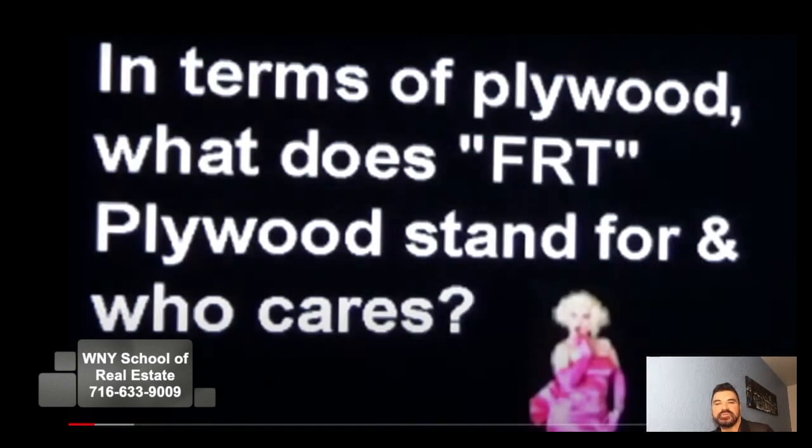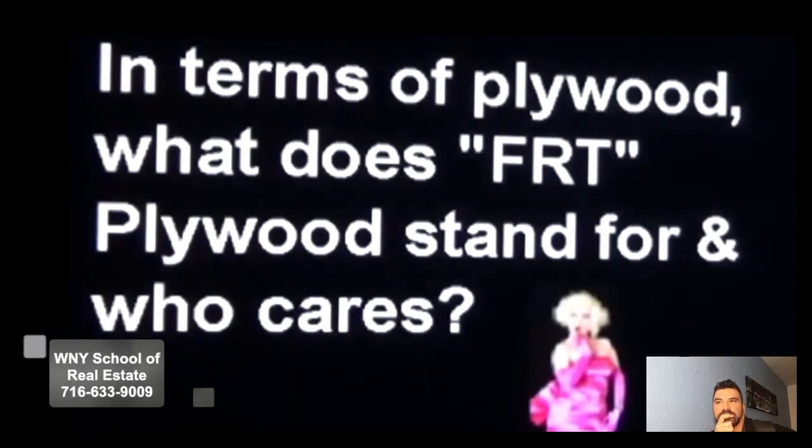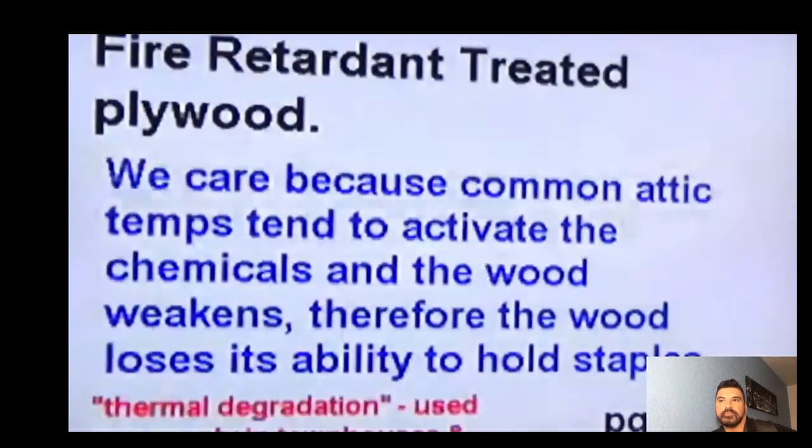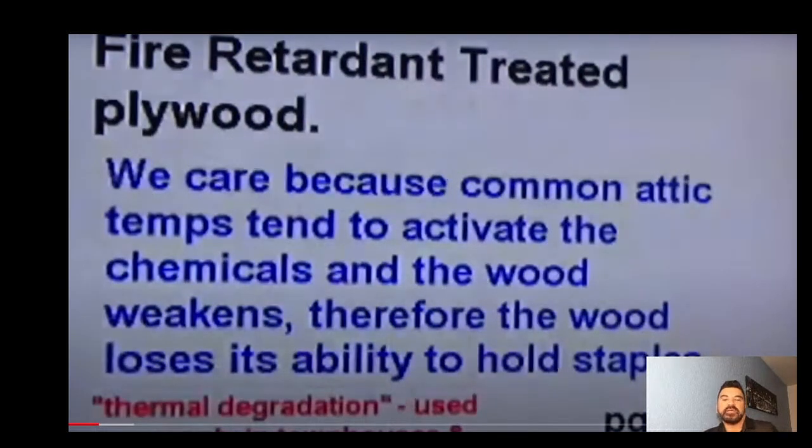Next, in terms of plywood, what does FRT plywood stand for, and who cares? What's the importance of that FRT code? So we care because common attic temperatures tend to activate the chemicals in the wood. With the high temperatures that the attic can get to, it weakens the chemicals, and the wood will start to lose its ability, like the staples won't hold as well. This thermal degradation is the term that we use.